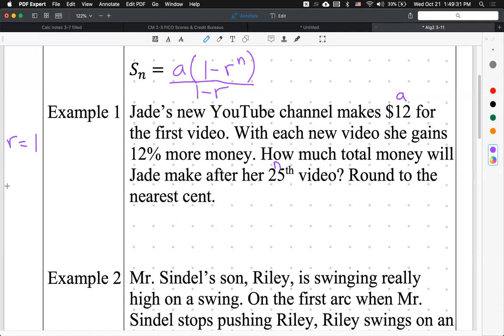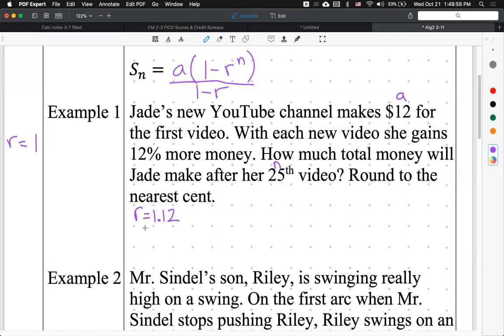12% more than 1. I'm trying to get these keywords. More, plus, it's a plus sign. 12% more than 1. So as Jade and Charles told us, 12% as a decimal is 12 over 100 as a fraction, or 0.12 as a decimal. So what is our real common ratio that we should be finding? 1.12. There it is. R is equal to 1.12.